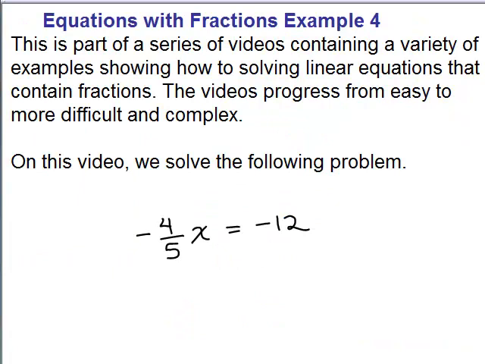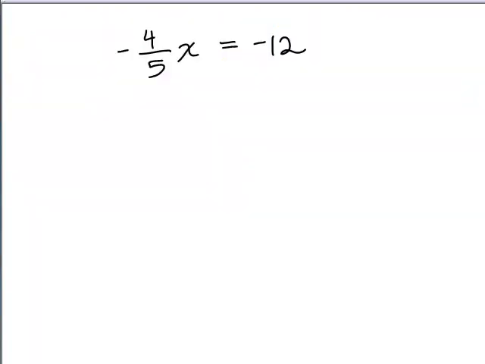This is our fourth example in our series of videos of solving equations with fractions. We're still doing basic equations, just a single term on each side of the equation. So let's work through this. If you want, go ahead and try it on your own first. Okay, so we've got negative 4/5 x equals negative 12.